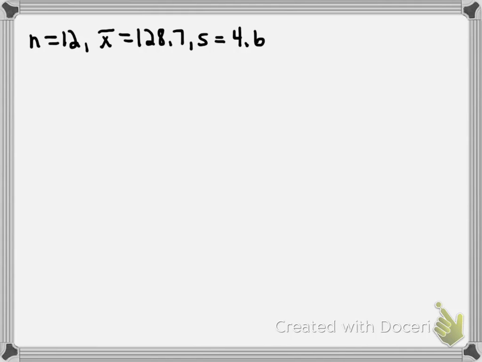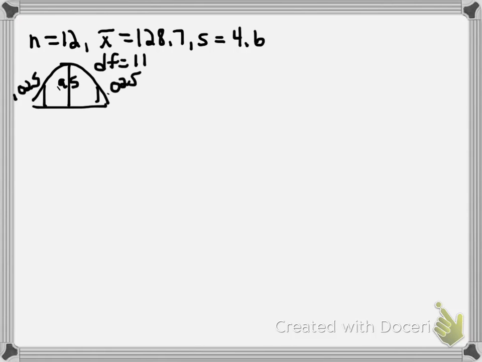Continuing with the summary stats for 4000 BC, we next need to find the critical value so we can find the margin of error. Notice that they did not give us a confidence level. When that happens, you should use a 95% confidence level. So let's draw the picture. 95% in the middle. That leaves 5% left over, so 0.025 in each tail. The degrees of freedom is equal to 11.